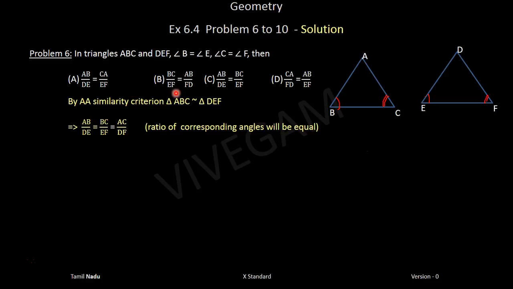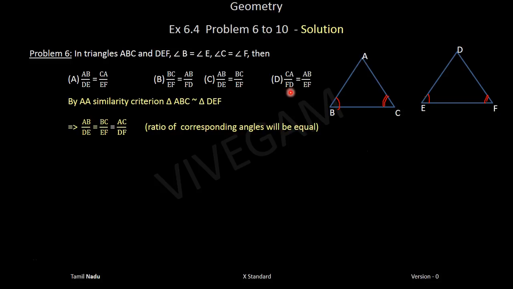Now let's go to BC by EF. Yes, we have BC by EF, and that's equal to AC by DF, but they have given it as AB by FD, which is DF, right? But in the place of AC, it is having AB. So this also does not work. Next, AB by DE. Yes, we have AB by DE here, and it is equal to BC by EF. Oh, here we have BC by EF. So this is right. Option C is right.